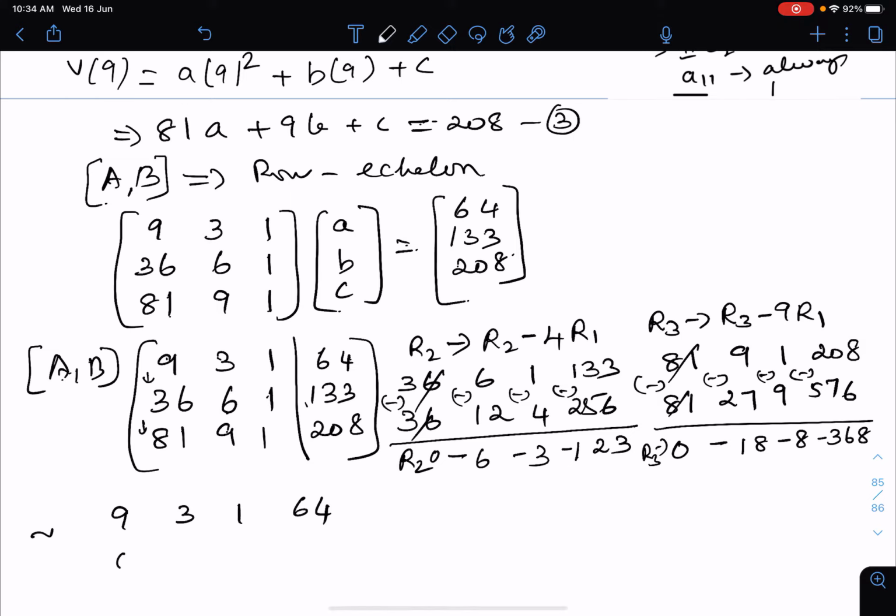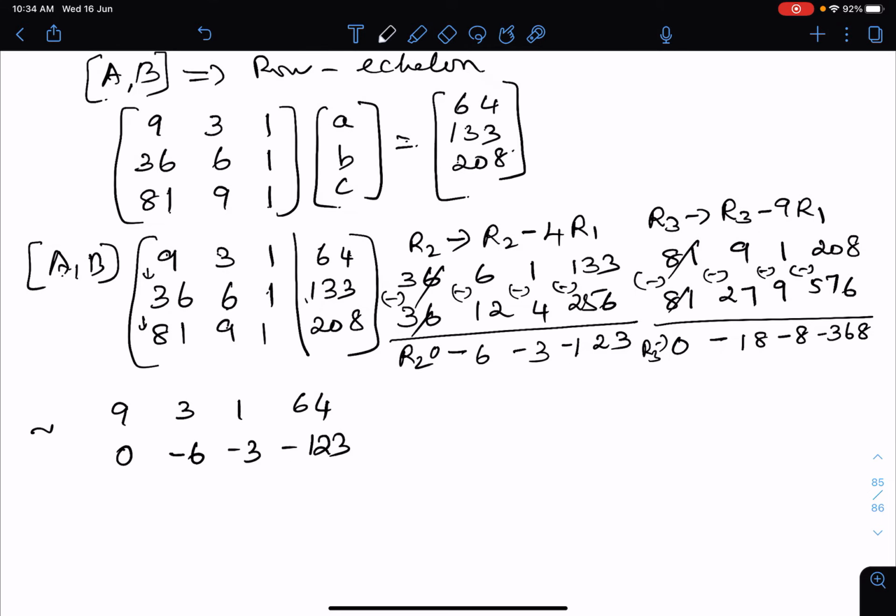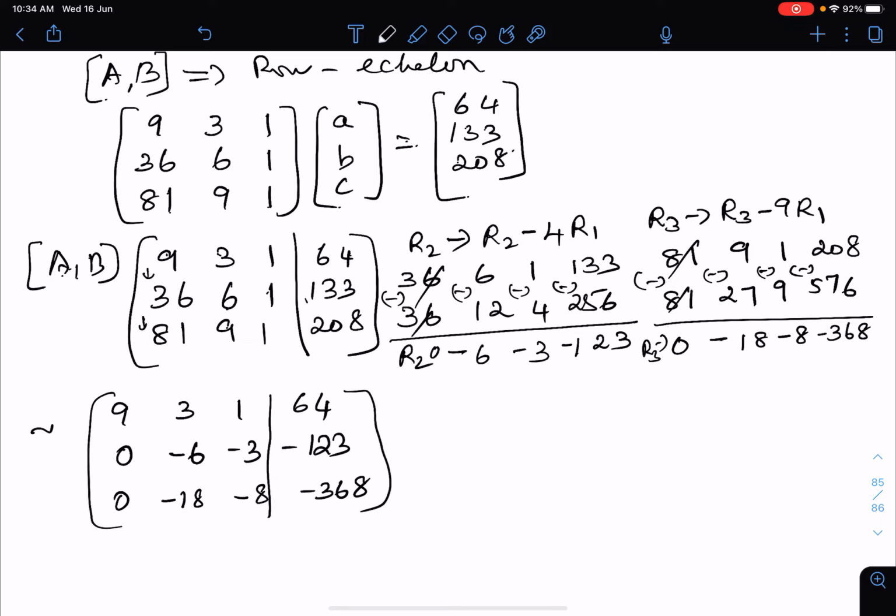So first place it's 0, minus 6, minus 3, and minus 123. Okay, and our third row 0, minus 18, minus 8, and minus 368. Draw the line in between to show it is an augmented matrix. Now you have to bring this 18 into 0, so you are going to get the help of row 2.